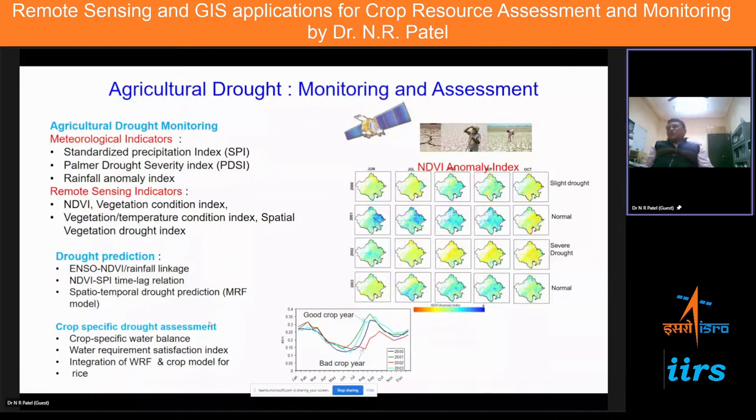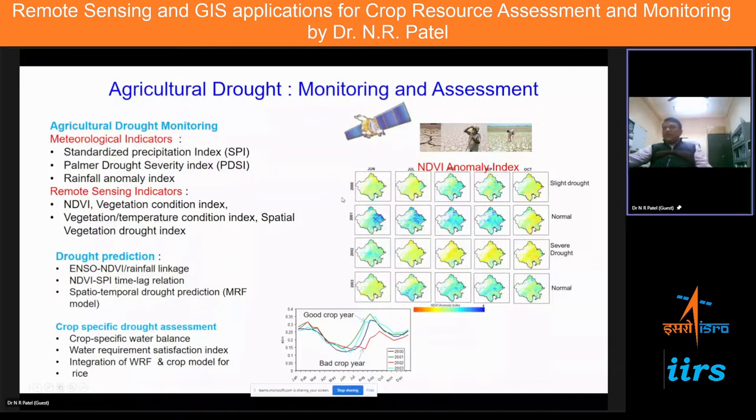That can be possible with certain indicators like the water requirement satisfaction index. If we compute it for each and every crop, that will surely help with early warning as well as serve as an indicator of crop-specific drought. Some modeling approaches can also be tried, like crop simulation models for drought monitoring.